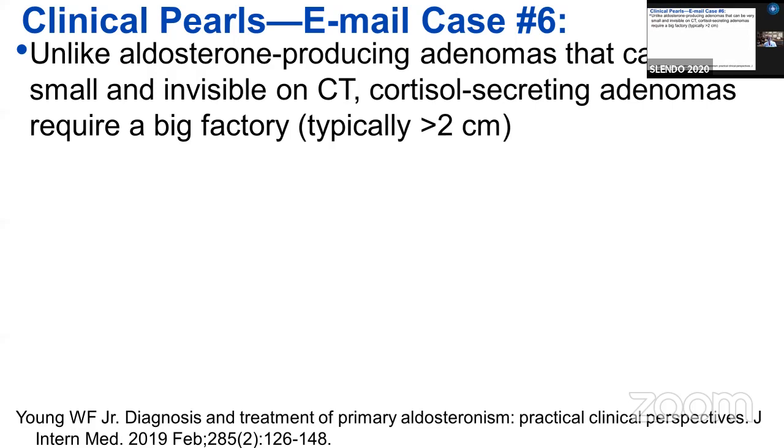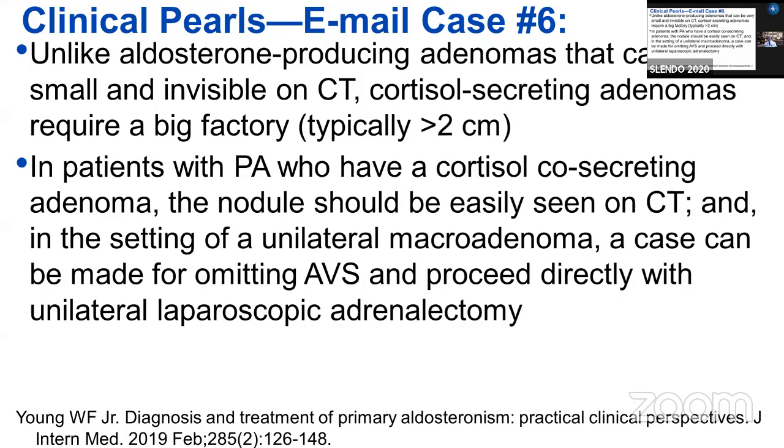So the pearls here: unlike aldosterone-producing adenomas that can be very small and invisible on CT, they can be 4 millimeters. Cortisol-secreting adenomas require a big factory, typically more than 2 centimeters in diameter to cause Cushing syndrome. They can be less than 2 centimeters and cause subclinical Cushing's. In patients with primary ALDO who have cortisol co-secreting adenoma, the nodule should be easily seen on CT. And in the setting of a unilateral macroadenoma, a case can be made for omitting AVS, proceed directly to unilateral laparoscopic adrenalectomy, as I recommended in this case.